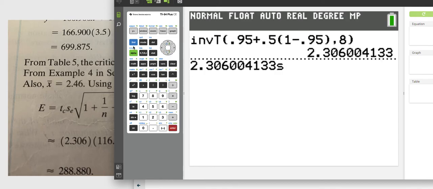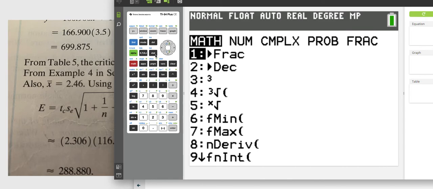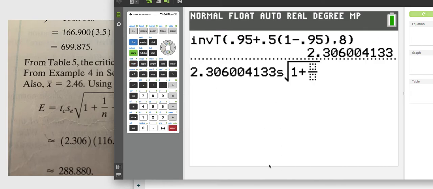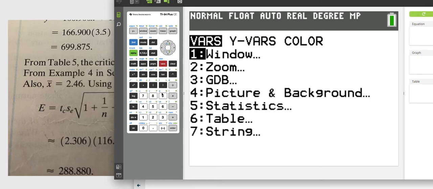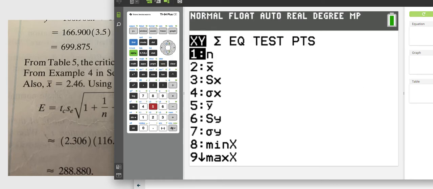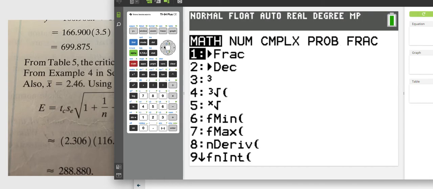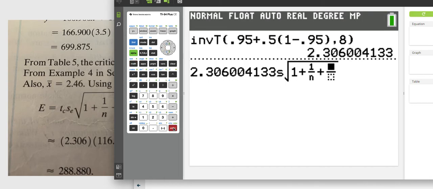Take the square root. And it's just 1 plus. The next one is a fraction, and once you put this in your calculator, you can keep referring to it. So it's 1 over n. Go back to VARS, number 5. n is the first one there. Plus another fraction. This time we want n again.